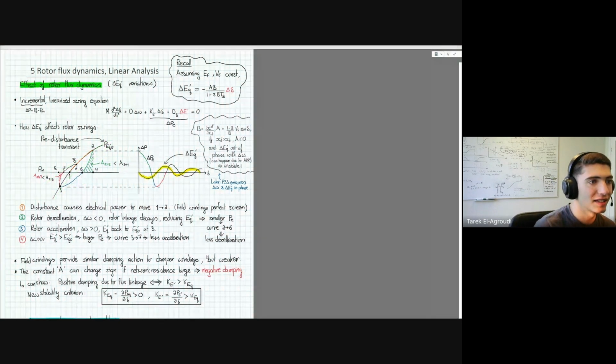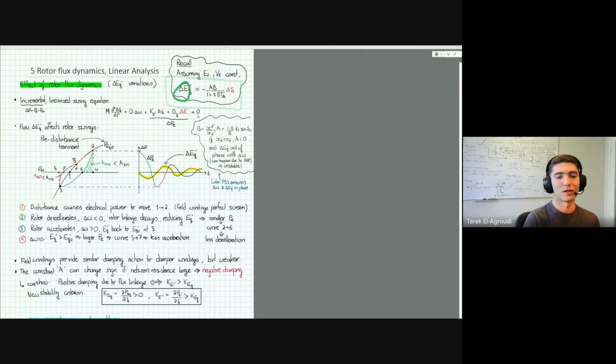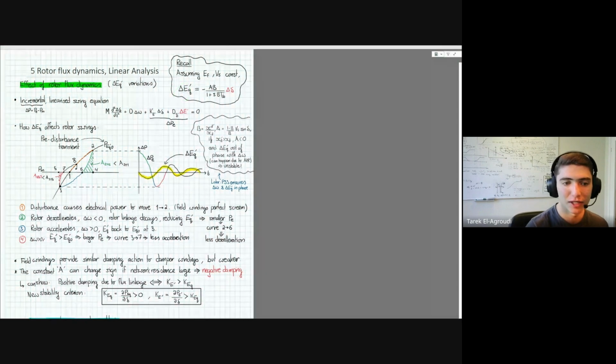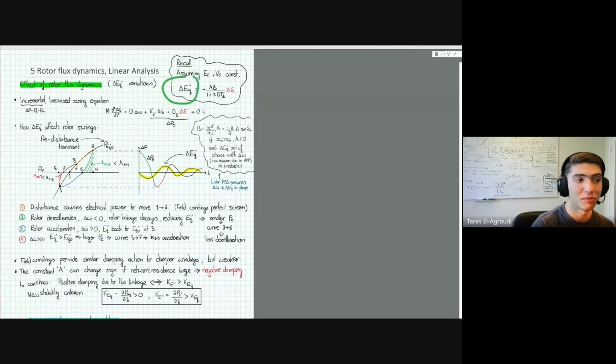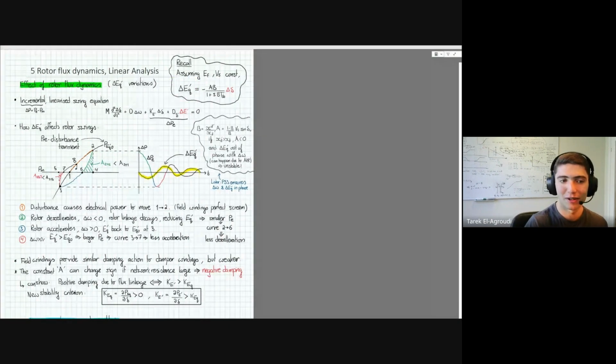So that's just worth keeping an eye out, is that these rotor flux dynamics usually will stabilize, but if you have a very aggressive voltage controller, then they can actually end up producing negative damping. And that's why you can't make the voltage controller very aggressive, or else it will affect your rotor angle and your frequency stability.